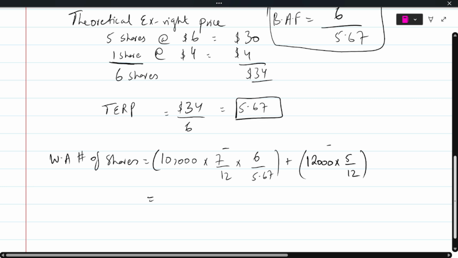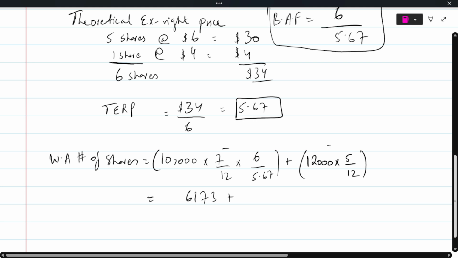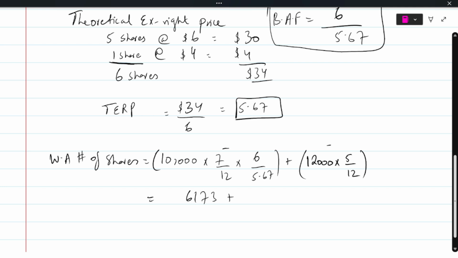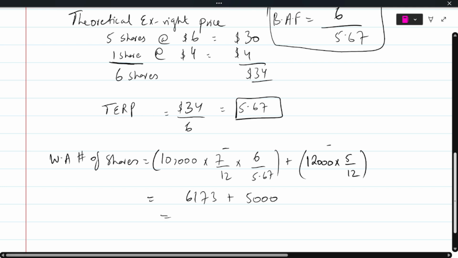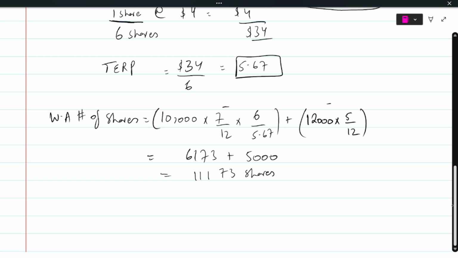So it's going to be, let me just do this in my calculator pretty quick. 10,000 into 7 over 12 into 6 over 5.67. So this is 6173 plus 12,000 into 5 over 12. This is 5,000. So if I total these, I am getting 11173 shares. Okay, 11173 shares. This is what I'm getting. Okay. So these are my weighted average number of shares.